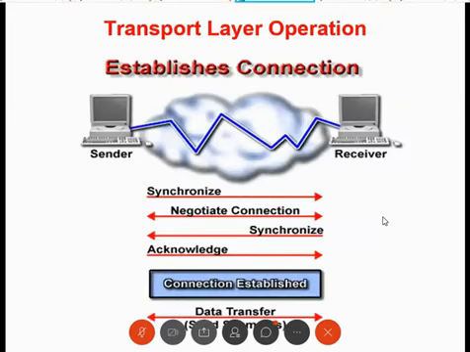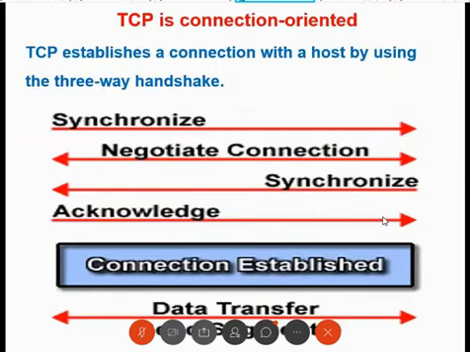It's a three-way handshake. A synchronization request is sent, it negotiates and synchronizes, and the synchronization is acknowledged, and the connection is established. This is how a connection gets established in TCP. Once the connection is established, it starts sending data. Data is transferred and segments are sent on the network between the sender and the receiver, between source and destination. TCP is connection oriented, as we have just discussed, with a three-way handshake.